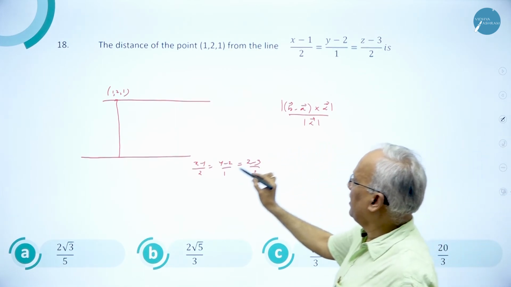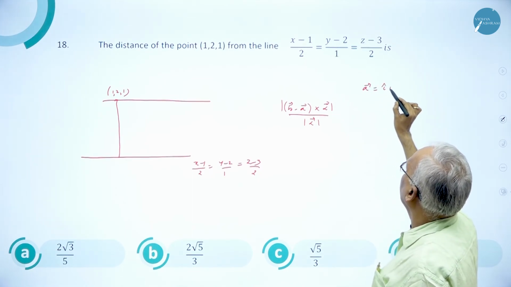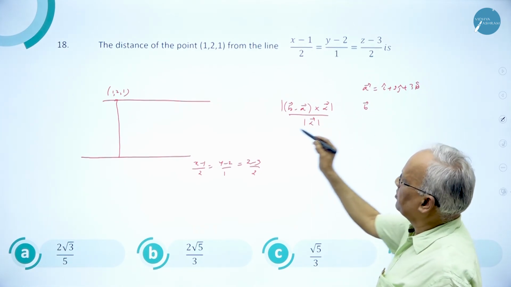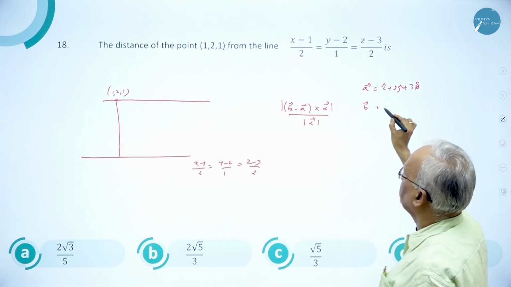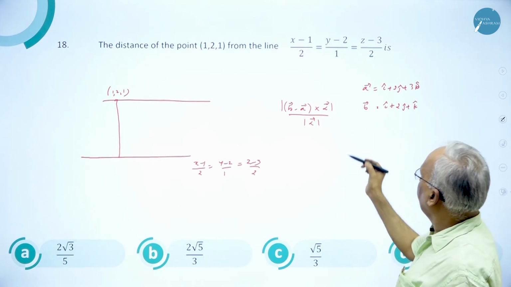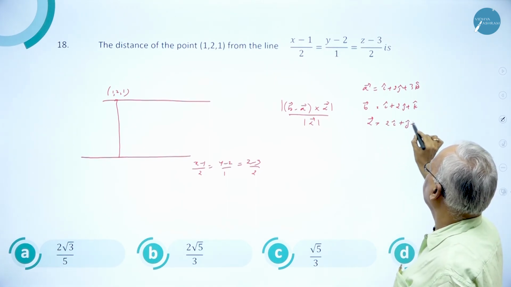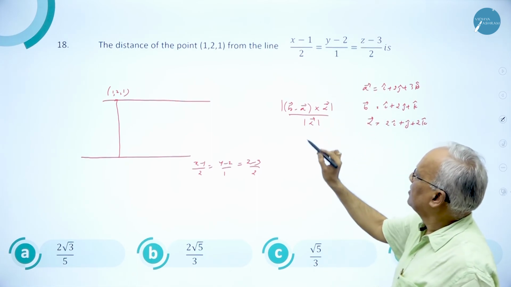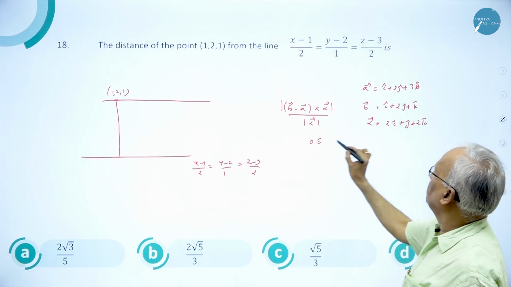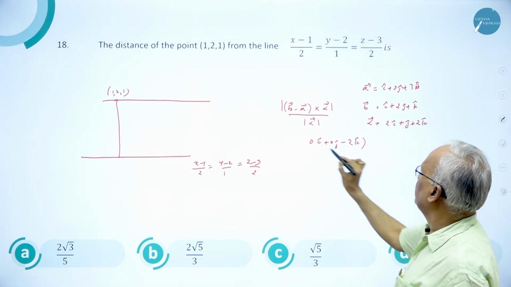Here what is a? A is a point on this line. So a is i plus 2j plus 3k. And vector b, the position vector of this point 1, 2, 1, is i plus 2j plus k. And alpha is 2i plus j plus 2k, the direction of this line. So b minus a is 0i, 2j minus 2j is 0j, and k minus 3k is minus 2k. This is b minus a.